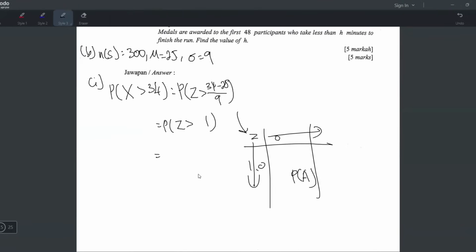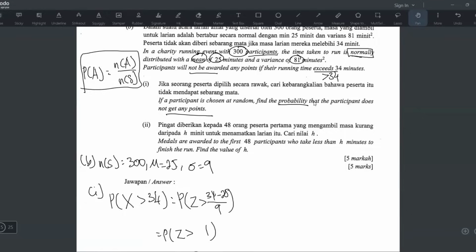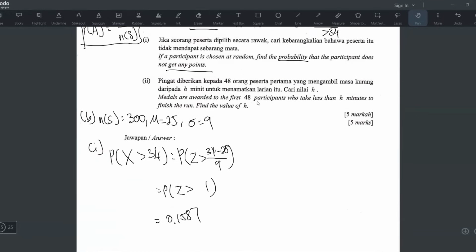Okay, let's double check whether they want the probability or not. Let's erase this and read the question. Find the probability. Okay, that's the answer. And tell me, why do we have to double check? Because sometimes the question might ask for percentage, or maybe sometimes ask for number. If they ask for percentage, we have to times 100. If they ask for number, then maybe you have to use the NA and NS formula. Okay, but for this, you just stop here.